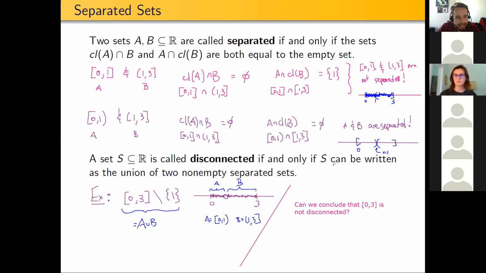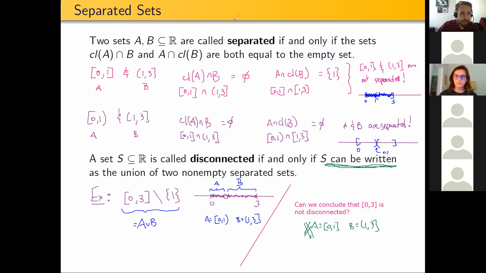And a key idea here is this statement, the idea that S can be written as the union of two non-empty separated sets. Right, so in the example above, we said A equals 0 to 1, B equals 1 to 3. Those two sets are not separated, so that does not work. But just based on what we've done so far, we cannot conclude that we couldn't dig deep and find some new choice of A and B that happened to work.